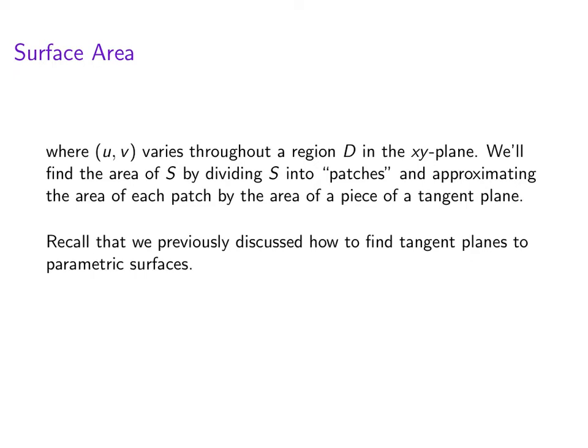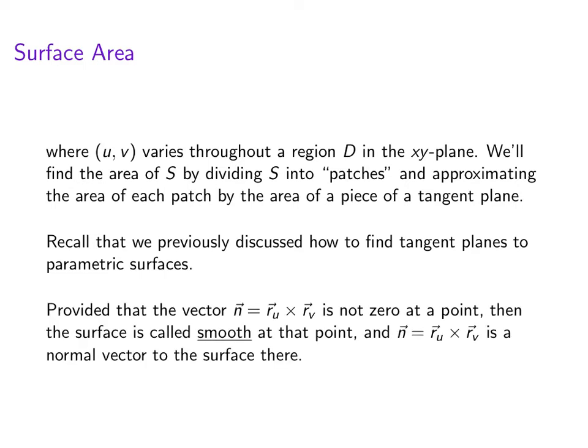Now remember that we've talked before about how to find tangent planes to parametric surfaces. We didn't do a huge amount with that, but I'd like to remind you now how we did that. And we remember that if we make this vector n, which was r_u cross r_v, and just to remind you that when we talk about these, we're talking about the derivative of the vector function r with respect to u and with respect to v. As long as this vector is not 0, then we're going to say that the surface is called smooth. And then this vector here, n, is a normal vector to the surface.